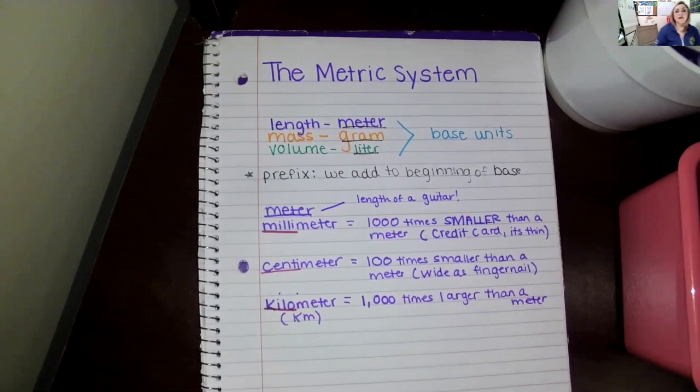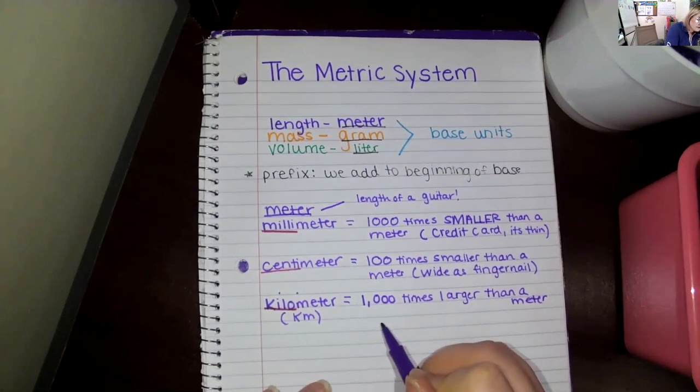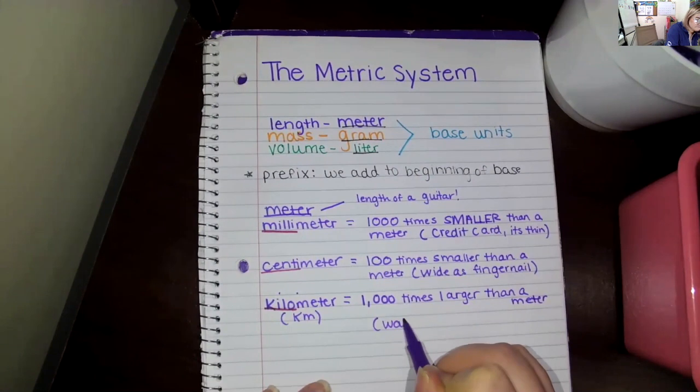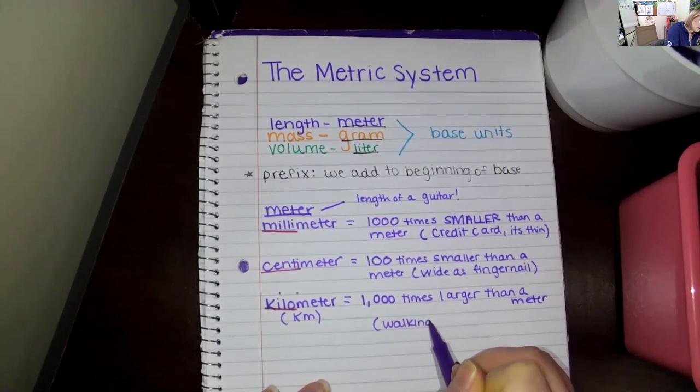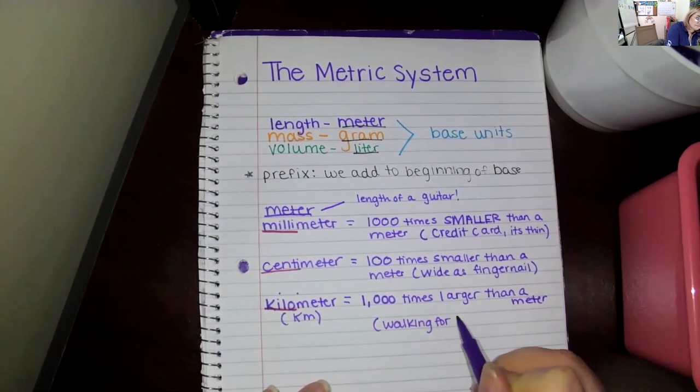So remember, kilometers have to do with distance. A kilometer, the whole distance, if you're trying to think in your head, how long is a kilometer? That's about the distance that you could walk in 10 minutes. So if you went outside and you walked for 10 minutes straight without stopping, you would have walked probably about a kilometer. So think of walking for 10 minutes. That's how long it is.